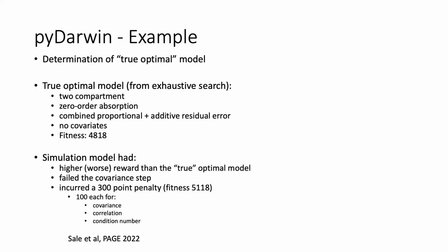Now, when we applied the simulation model, it had a higher or worse reward than the true optimal model based on the simulated data set. It failed the covariance step and it incurred a 300-point penalty. The fitness was 5118, so 100 points for each of the covariance, the correlation, and the condition number.